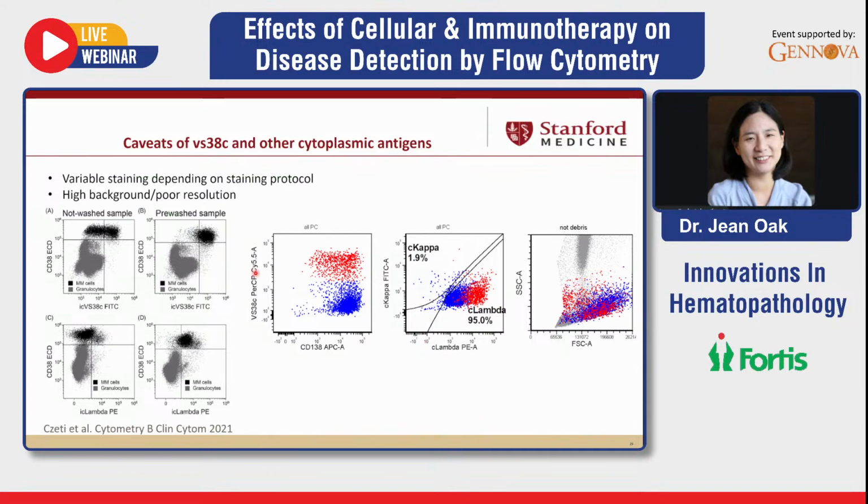And that's also something that we've seen in our lab, where for instance, in this case, you can see that the VS38C is not panning out compared to the 138. And you know these are plasma cells because they're all lambda light chain restricted. So how well your protocol works can be variable. There may be some variability even if you optimize your protocol, but it is something that you need to watch out for.